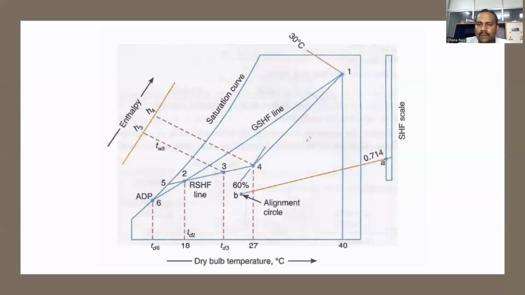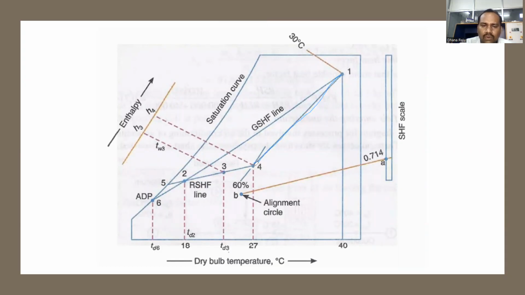Then locate point A on the sensible heat factor scale. So A value is obtained as 0.714, and B is identified; there is already a small circle in the psychrometric chart: 25 degrees centigrade DBT, 50% RH. So we will get point B. Then join line AB using a straight line. Once you draw the line AB, you need to join 1, 4 by using a scale, a straight line.